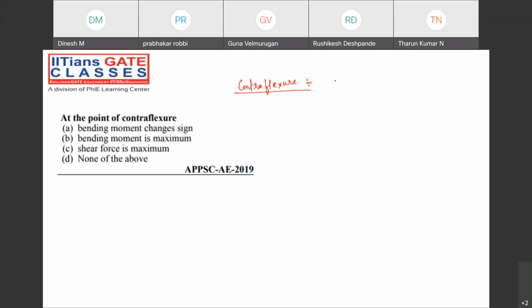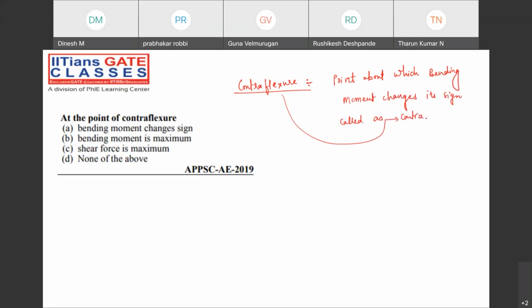So contraflexure means the point about which the bending moment changes its sign. The point about which bending moment changes its sign is called contraflexure. Very important. So this option will be correct, right?